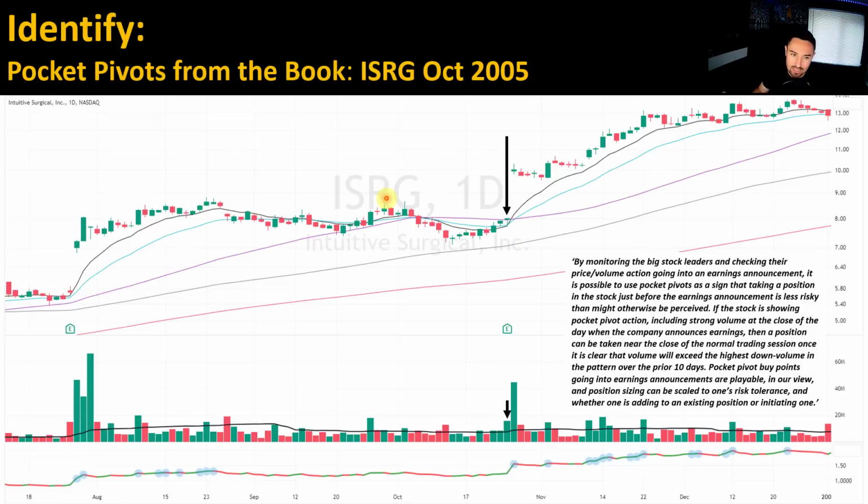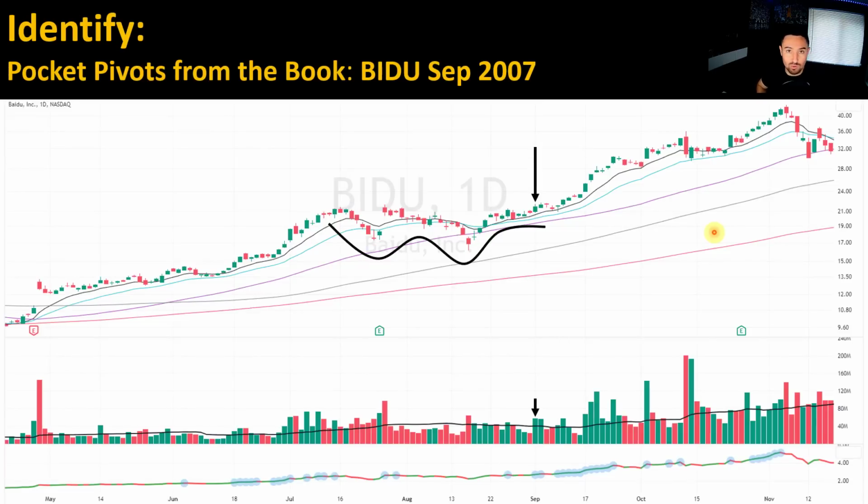This one here, ISRG, you'll see a couple of them that they talk about in the book, like buying the day before earnings. So here is a pocket pivot, the volume pops up there, but again, buying the day before earnings, you can read the quote here about why they buy before the earnings. I think that's a little bit cowboy YOLO action. For me, I wouldn't be doing that. Certainly if I haven't free-rolled the trade and got a decent profit cushion on it as well.